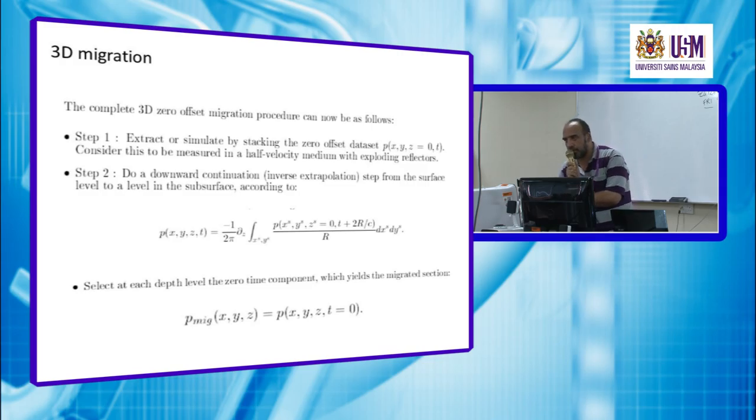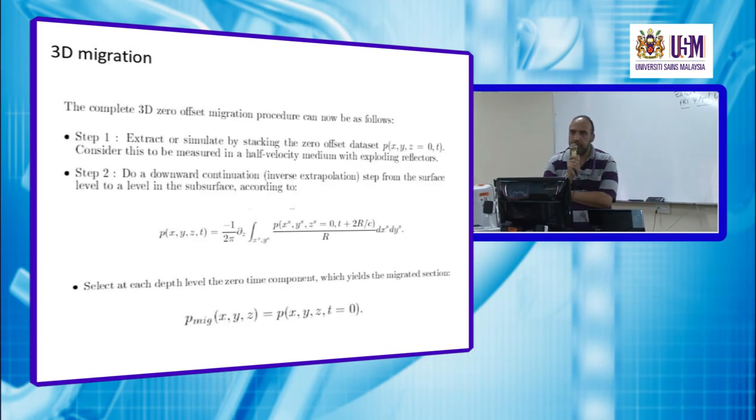Okay, that's good. The shot point and the geophone at the same location, so we call it zero offset. The offset is the distance between the shot and the geophone. Okay? So please, I want you to review your lecture, because we have a lot of discussion about zero offset before.